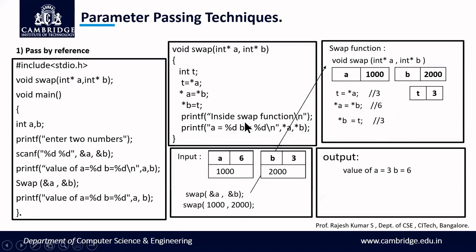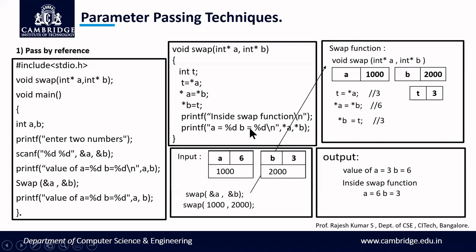Next what happens? We are printing inside the swap function. I am printing star A, star B. What is star A? The address of A is 1000. Star A means at 1000, what is the value present? 6. 6 should be printed. What is star B? B is 2000. At 2000, what is the value present? 3. 3 should be printed. So 6 and 3 are printed.